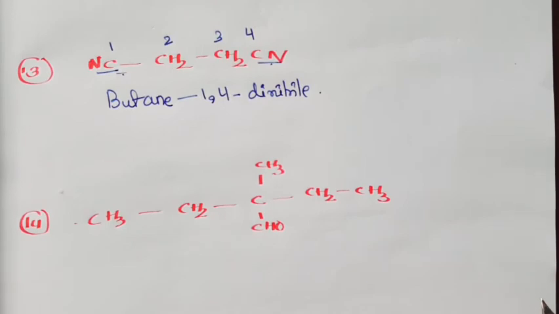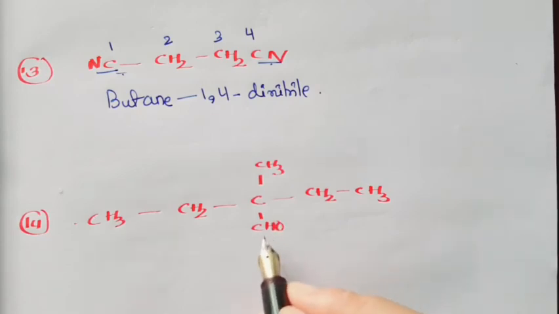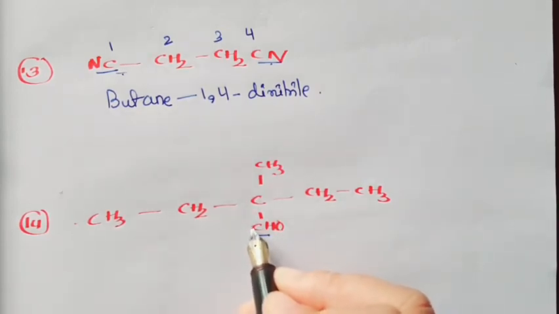So this one is CH3. Here you can see lots of branching, so in this case you need to choose the longest chain. Please include your functional group. The functional group is here, so you need to number from this carbon.